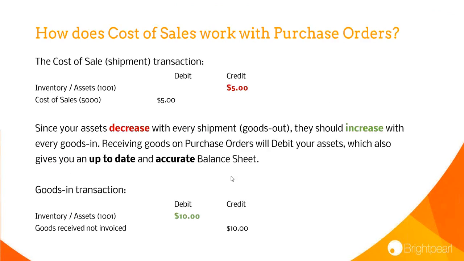How does cost of sales work with purchase orders? So we saw there a very simple goods in transaction where I received that item at $5 and it increased the debit by $5. And the cost of sales is where effectively it reduces the assets. So you're selling something, you're reducing your asset code. Essentially, this slide is describing what I showed you a minute or so ago.